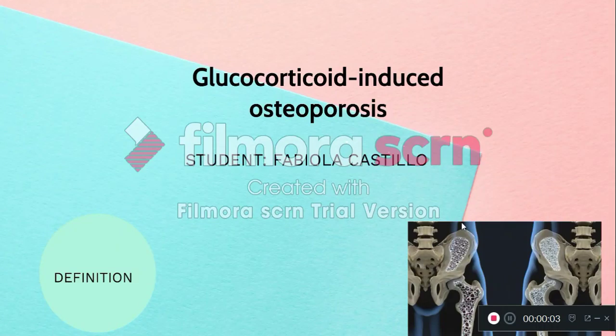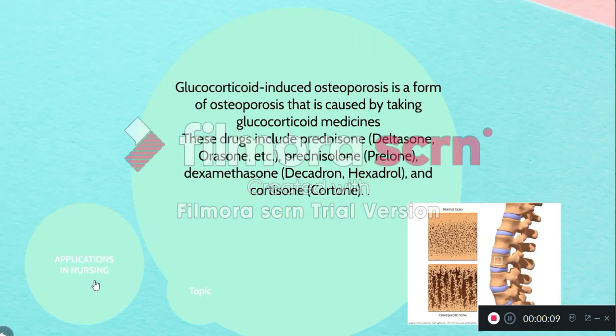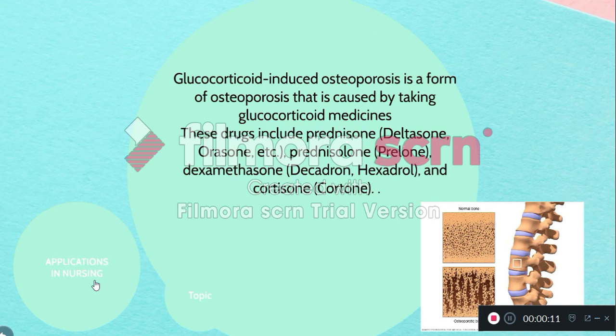Glucocorticoid-induced osteoporosis. Definition: Glucocorticoid-induced osteoporosis is a form of osteoporosis that is caused by taking glucocorticoid medicine.